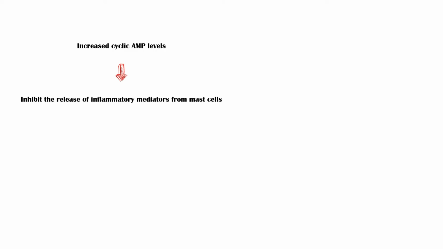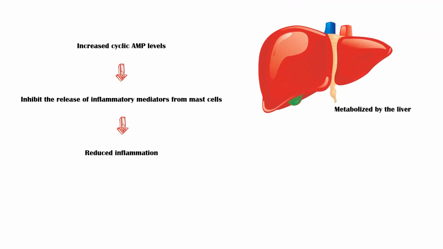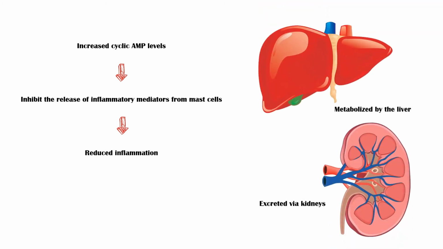In addition, increased cyclic AMP levels will inhibit the release of inflammatory mediators by the mast cells, which ultimately reduces inflammation. Salbutamol is metabolized by the liver and excreted via the kidneys.